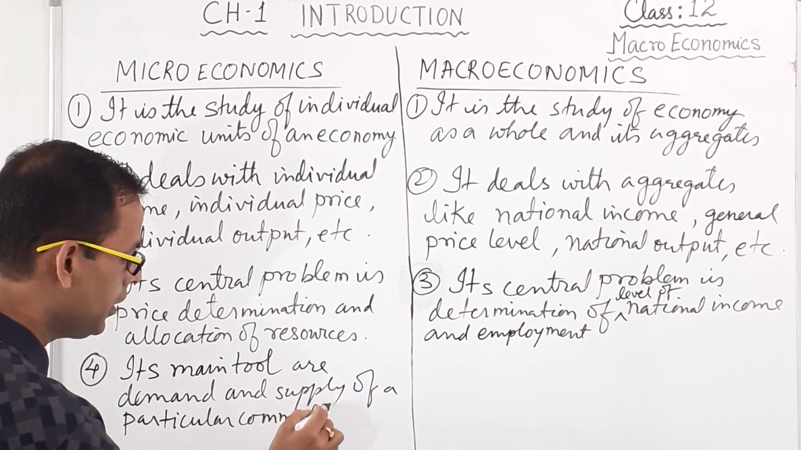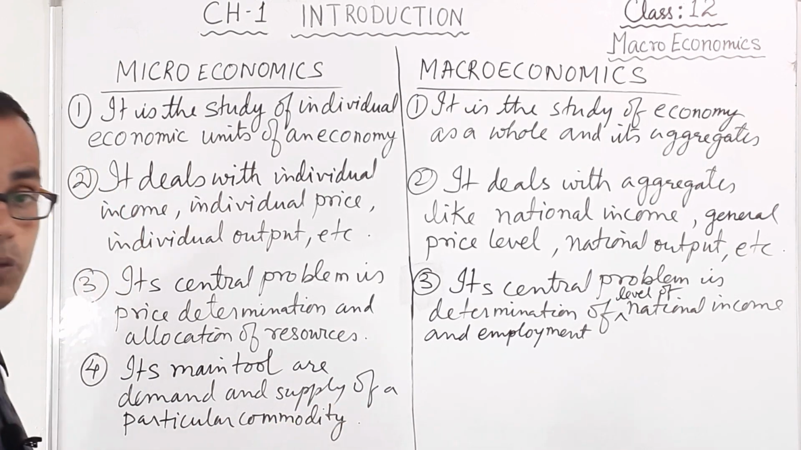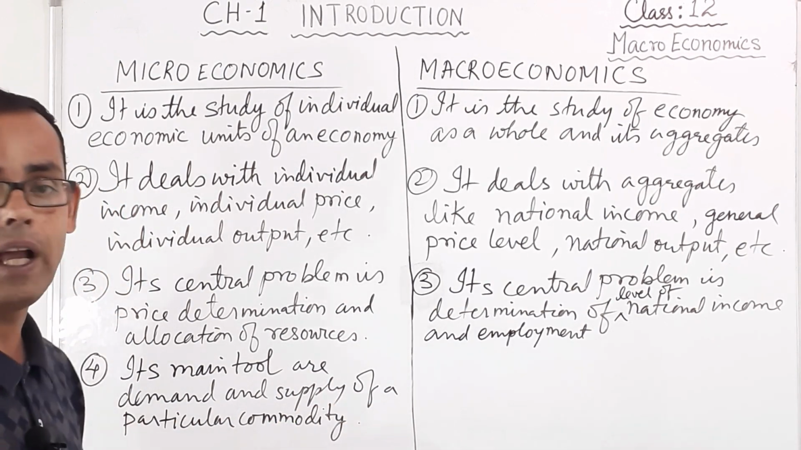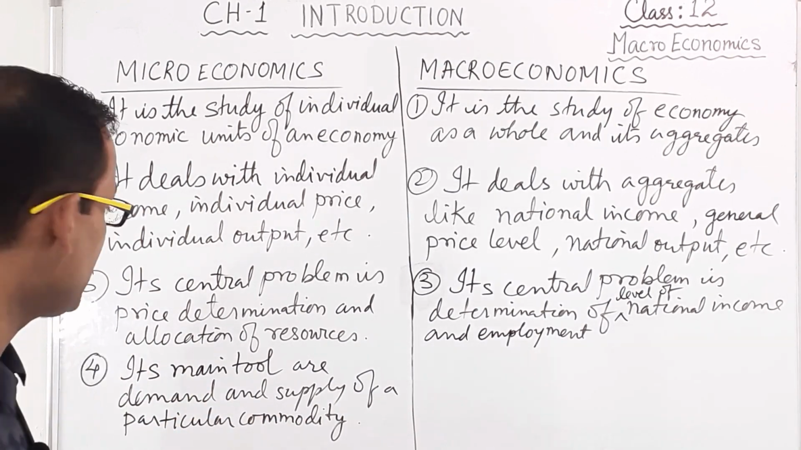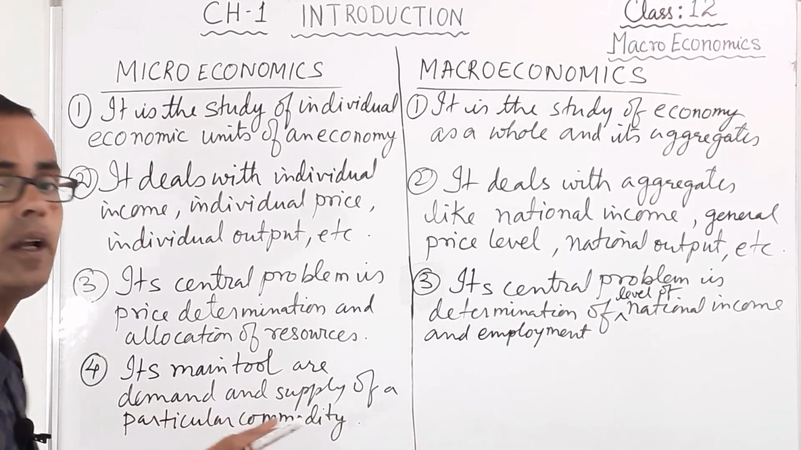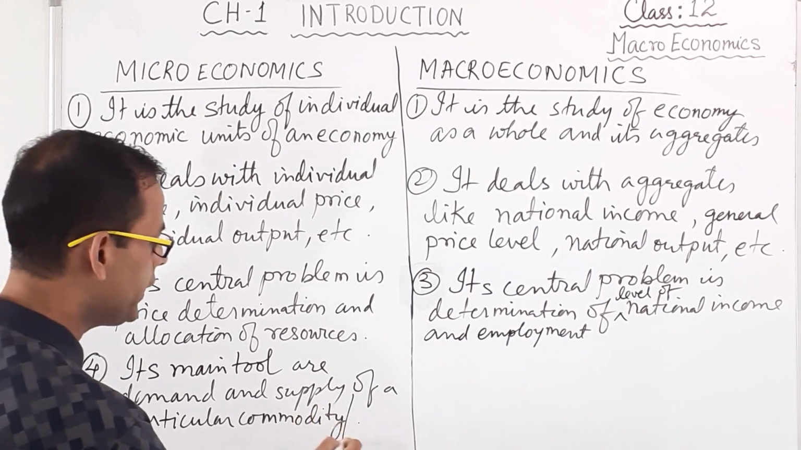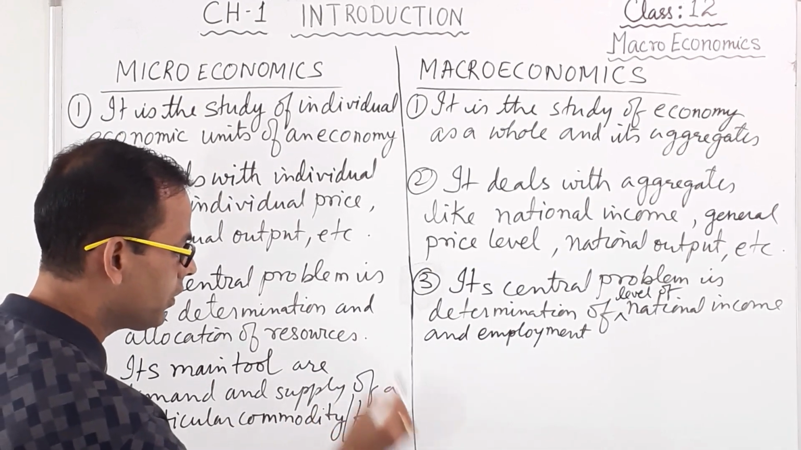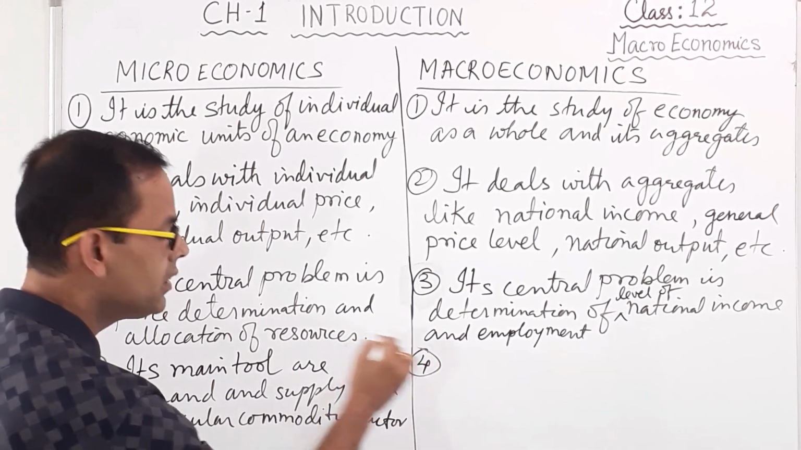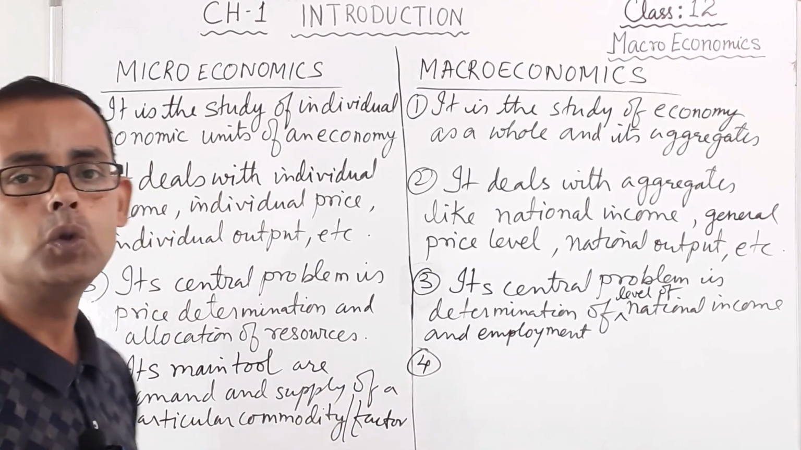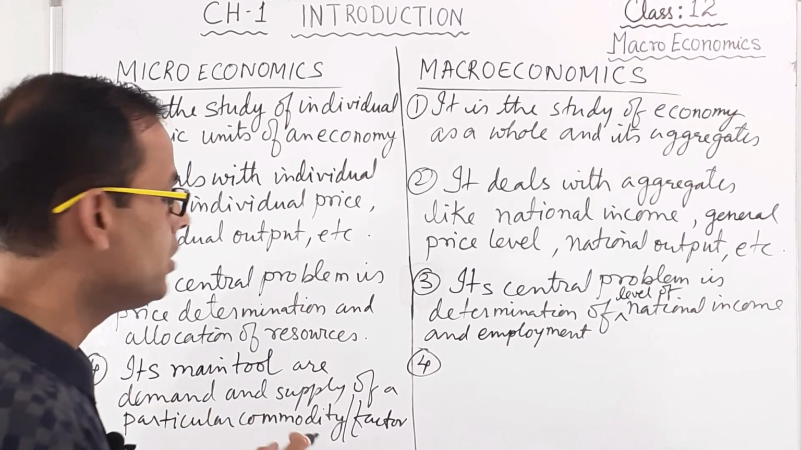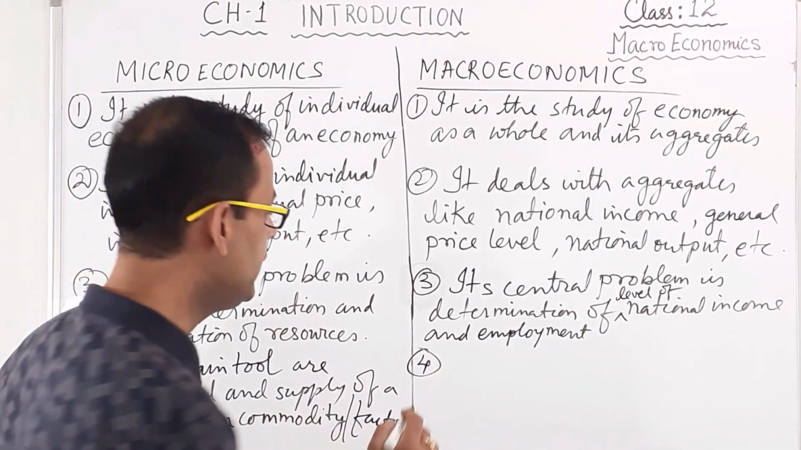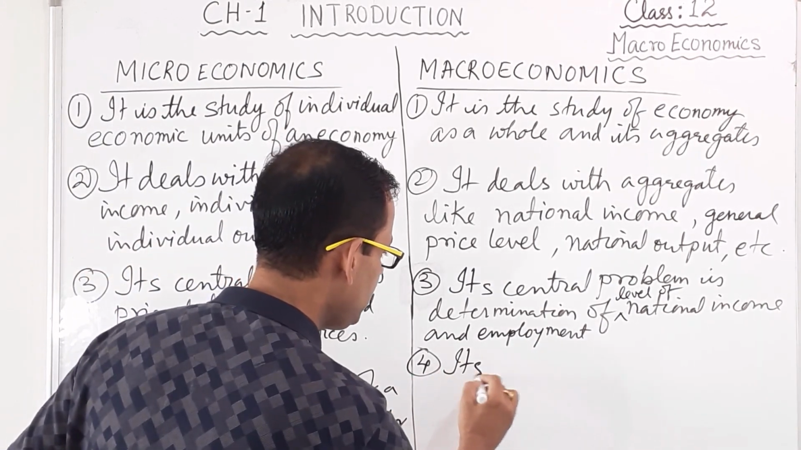Because when we are talking about demand and supply, demand and supply will be different for different commodities. That's why it is the demand and supply of a particular commodity, or we can say factor also. And for this side, the main tool will be what? Aggregate demand and aggregate supply.